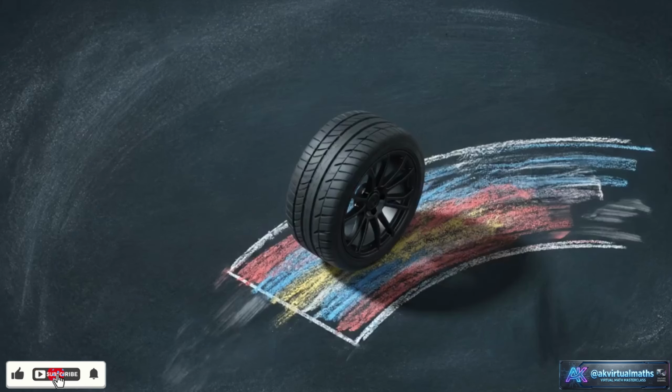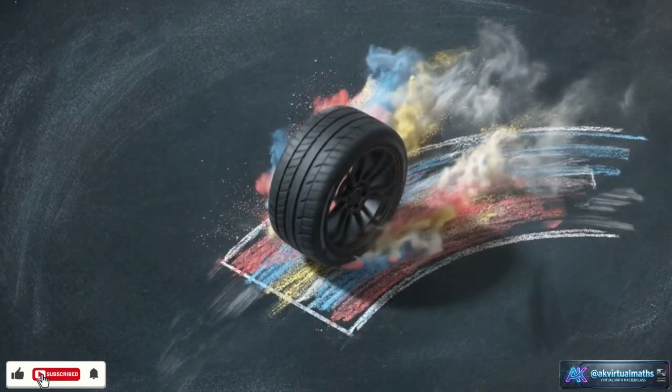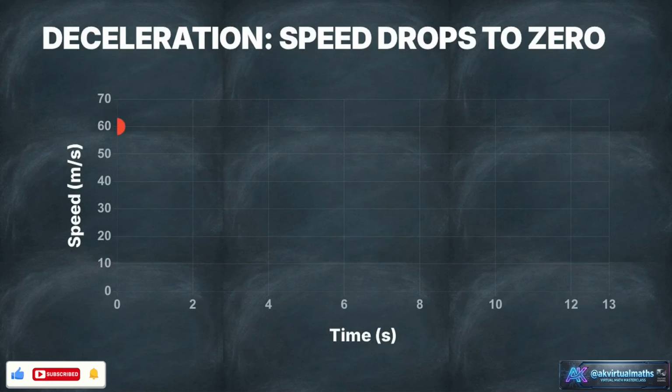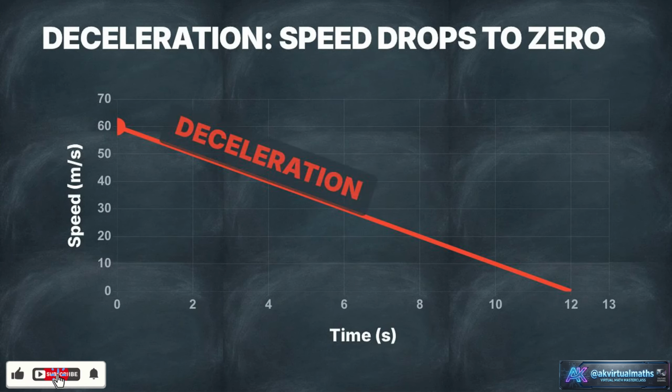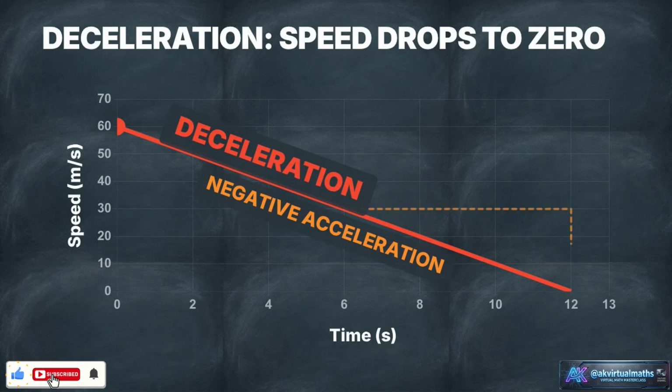But what happens if our driver suddenly spots a dangerous hazard on the track ahead and then decides to slam his foot onto the brakes? On our graph, the speed drops quickly from a high number back down to 0. That draws a straight line pointing downwards. We call this deceleration or negative acceleration. The math is the same, but the line tilts the other way.